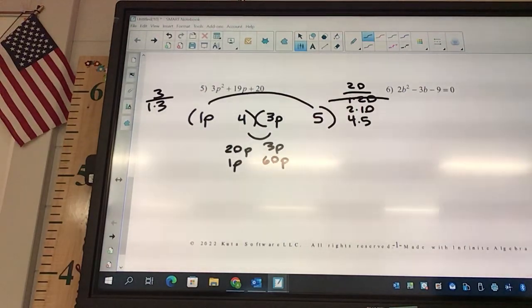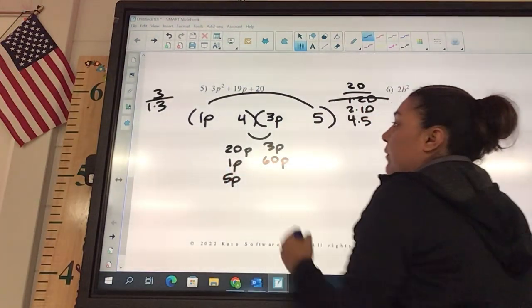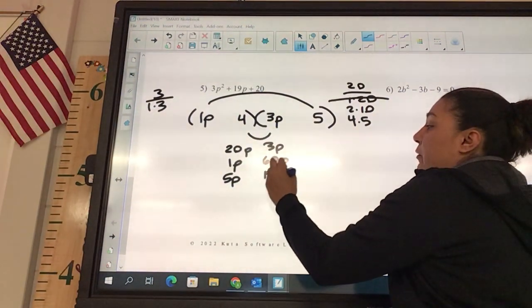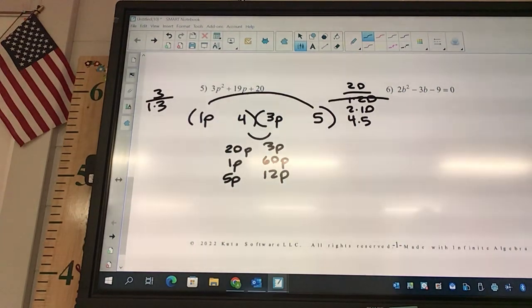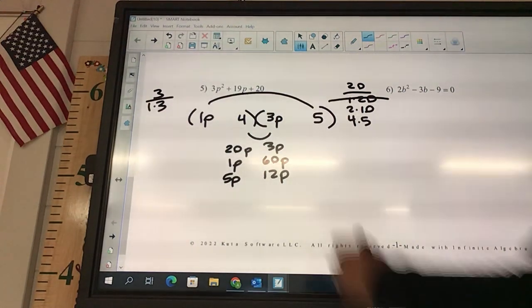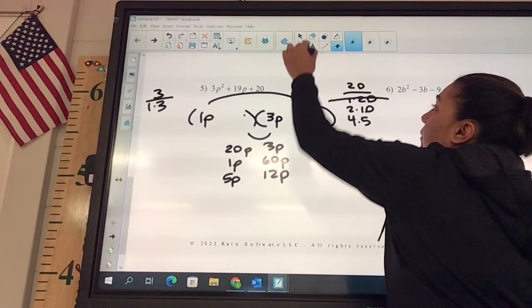Okay, what are you going to get for the outer? 5p, inner, 12p. Would a 5 and a 12 ever give me a 19? No. Okay, so let's try 5, then 4.